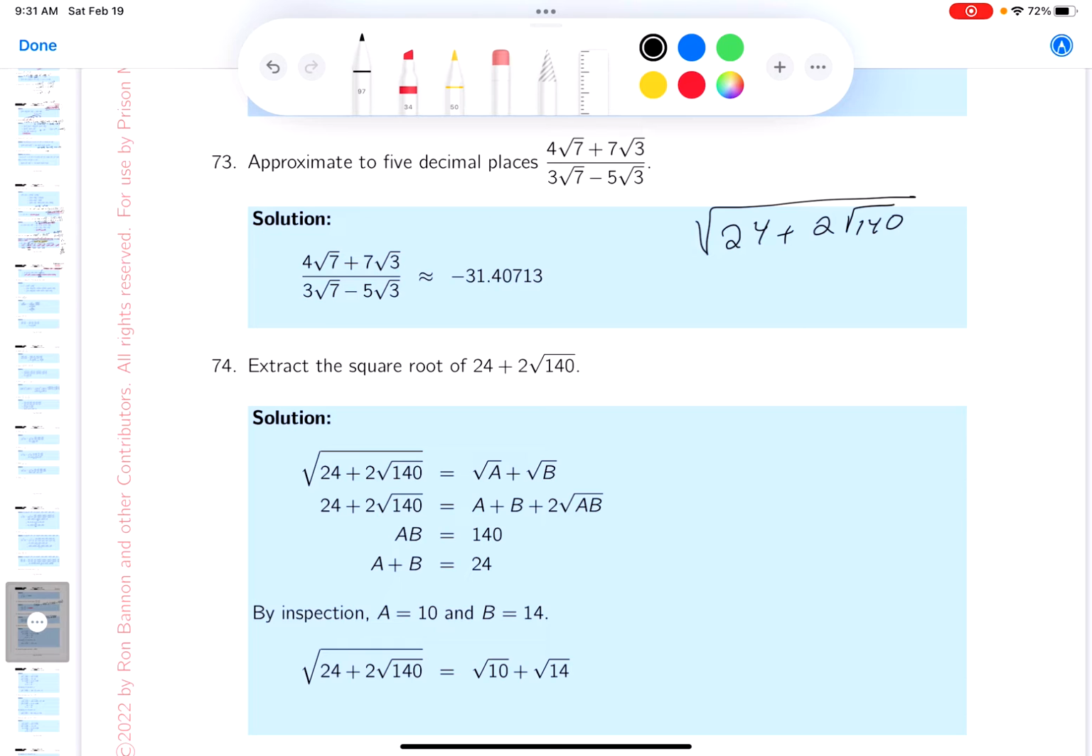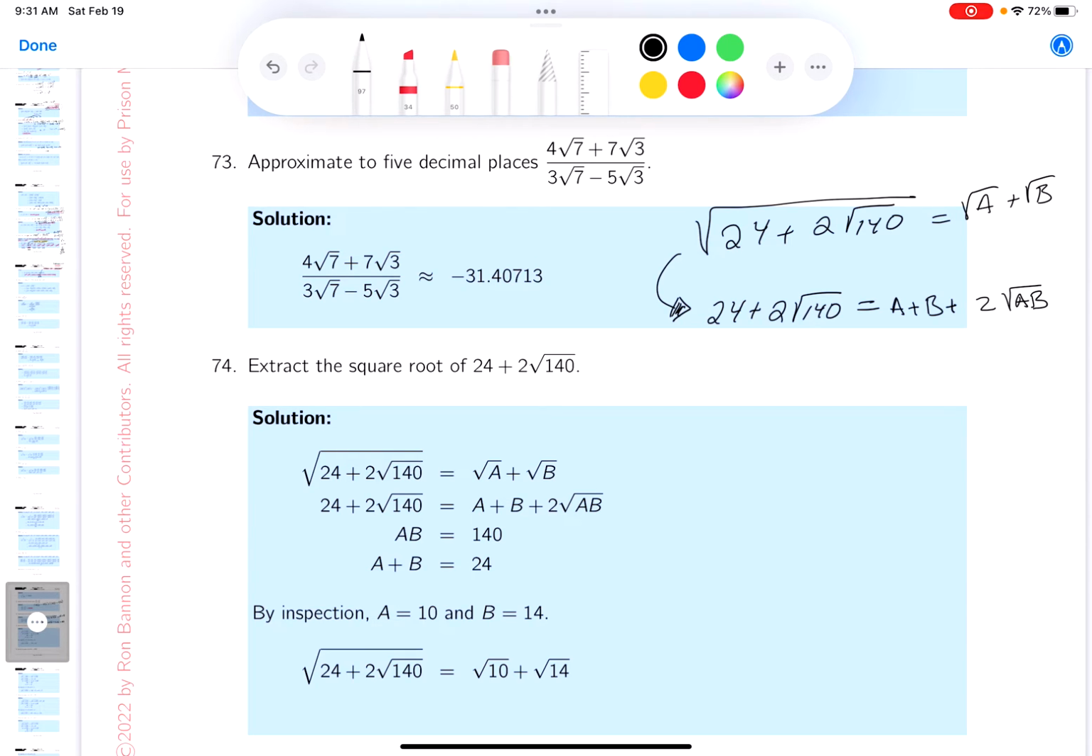So I'm going to say it's probably going to look something like this, where there'll be some number here and some number over here. You're making an assumption that you can do it, which is probably a pretty good thing at this stage of the game. I would square both sides. And what would you get? You would get 24 plus 2 root 140. And when you square the right side, you're going to get A plus B plus 2 root AB.